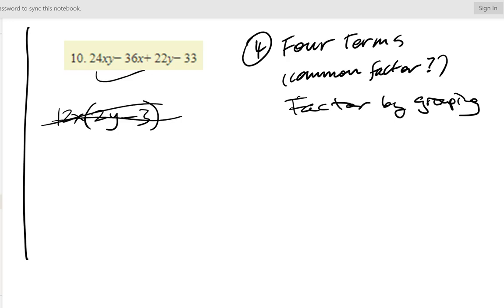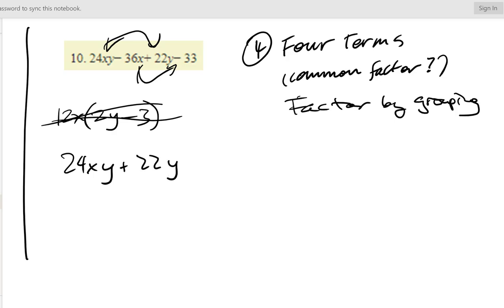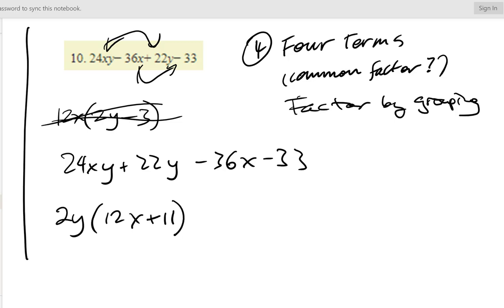Nothing. So maybe this is prime. I am going to maybe switch the terms. I doubt that's going to help me at all. 24xy plus 22y minus 36x minus 33. Out of the first two, I can pull a 2y out. It gives me 12x plus 11.